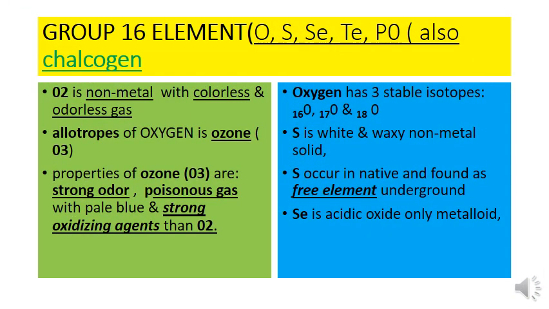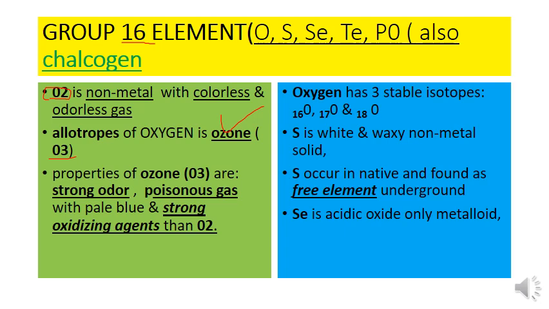We are going to see group 16. We call it chalcogens, whereas group 17 is called halogens. Here we are going to see oxygen. Oxygen is a non-metal, colorless and odorless. It also has allotropes. We have ozone. These are the properties of ozone: ozone is a strong-odored, poisonous, pale blue gas and a stronger oxidizing agent than oxygen.